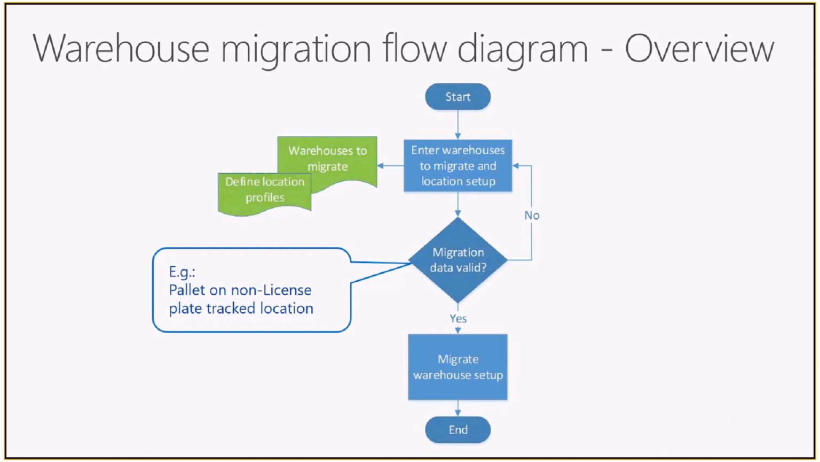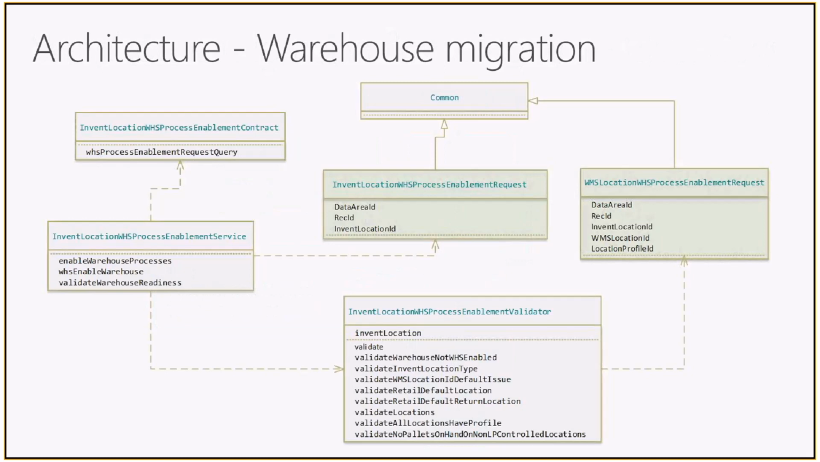And then you can kick off the migration process, which will take all your locations and associate this new location profile. And it will also do some more magic, which is shown here as an architecture view for those that are technically interested. What you see here is the representation of the two new tables that we use as part of the migration process, where we have the warehouse and the locations, and then the surrounding validation classes, etc.